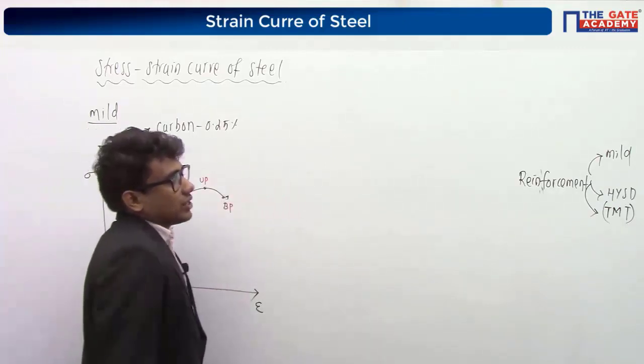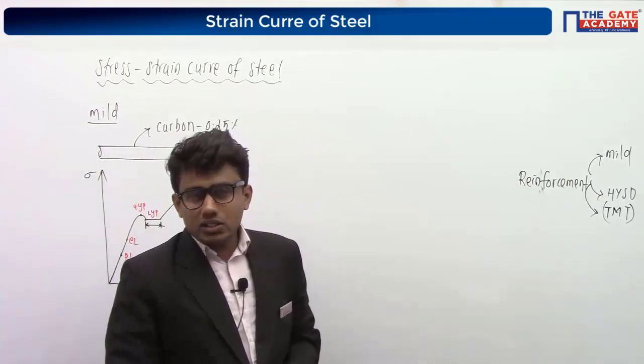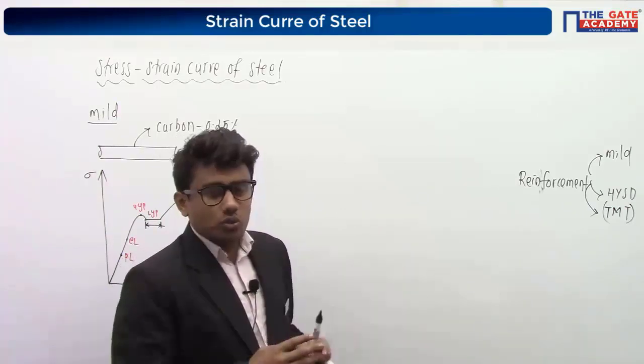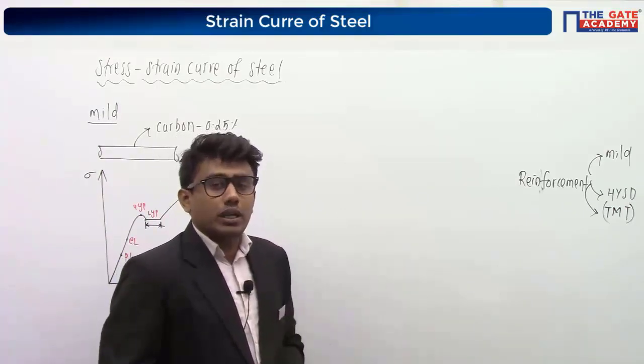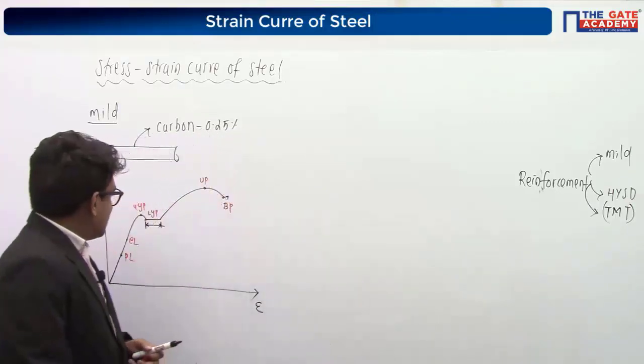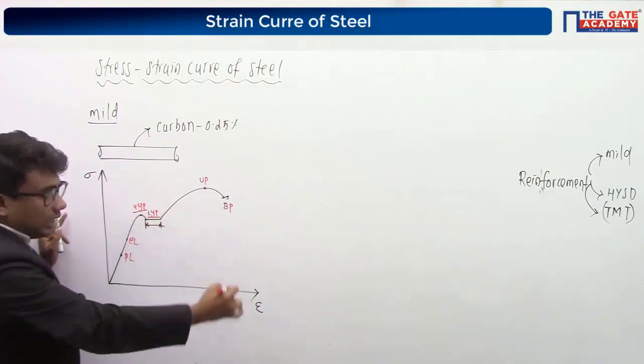And this classification is actually based on the yield strength of the steel bar. The different grades of the reinforcement are based on the yield strength of the reinforcement. Here we can see two yield points, an upper yield point and a lower yield point.